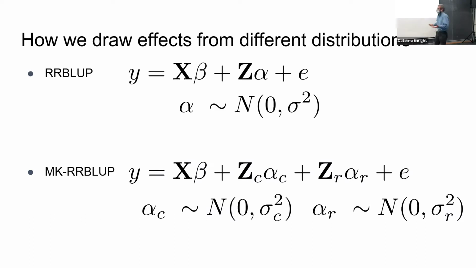And we're using a fairly simple approach. We have loci that we have some evidence are causal. I'm putting a subscript C for those, and we're pulling them from 1 normal distribution. It has a different variance than the distribution of the rest of the genome loci, for which we don't have evidence of causality. And in principle, this variance component, sigma squared C, should be bigger than the variance component, sigma squared R, right?